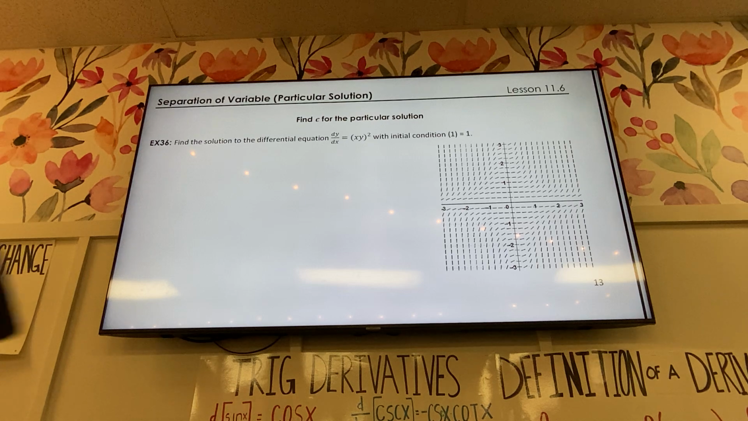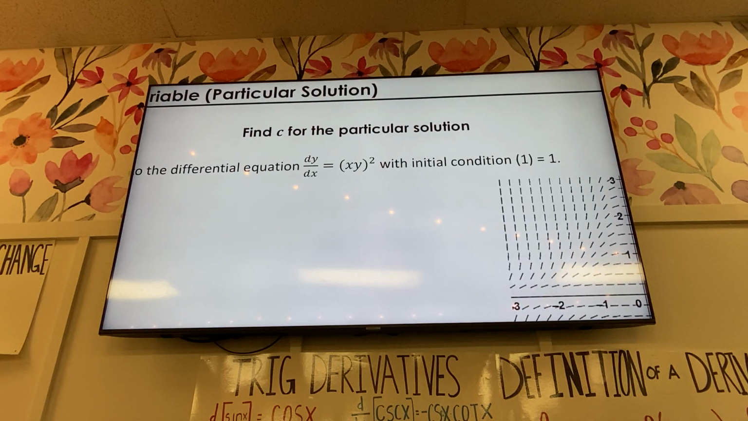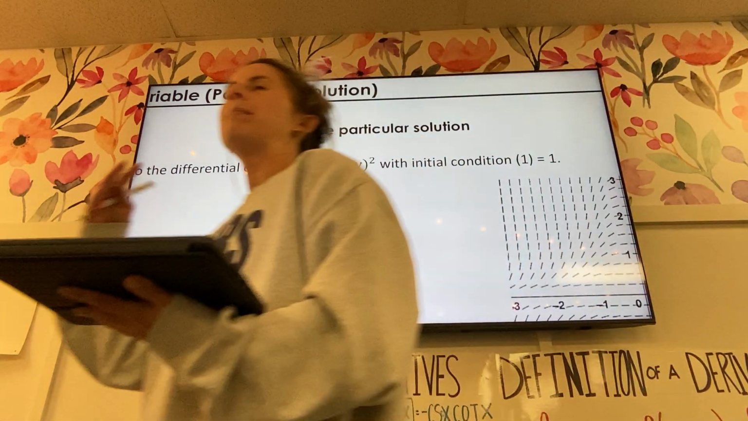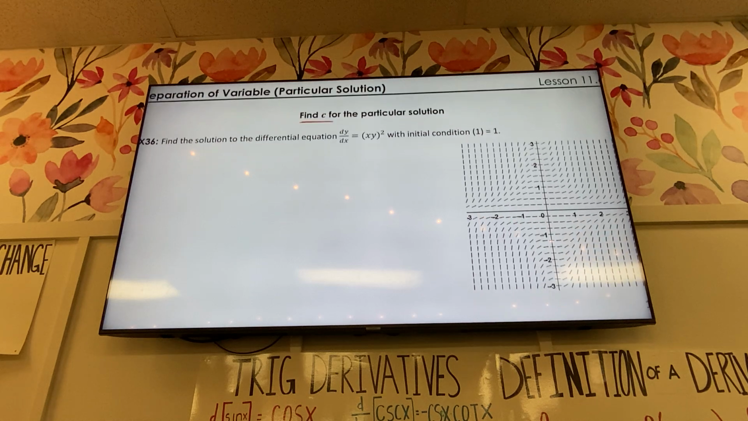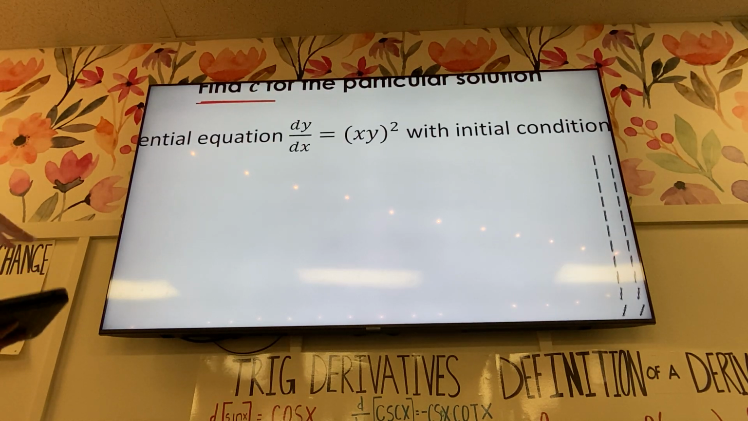All right, so on 11.6, we are doing separation of variables, but we are finding the particular solution. When you're doing the particular solution, the whole goal here is to figure out what the C is. Same thing that we did Thursday, except we have to find C. I'm going to work this one out algebraically, and then I'm going to show you on the graph. Your first step when you're separating variables is always to move the dx over.